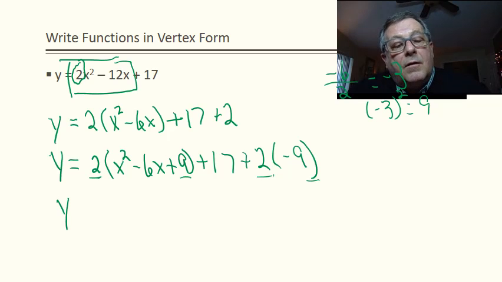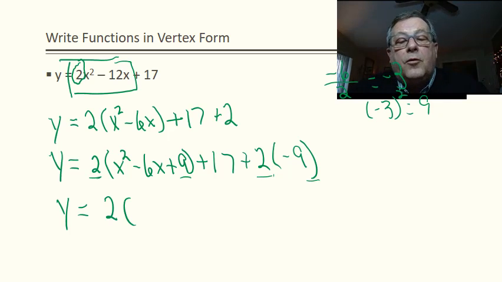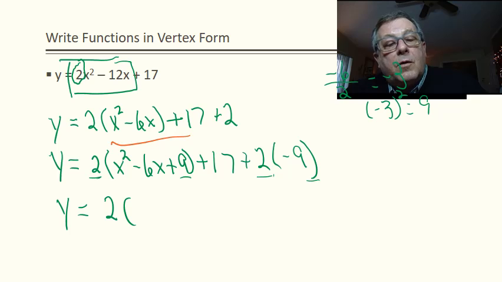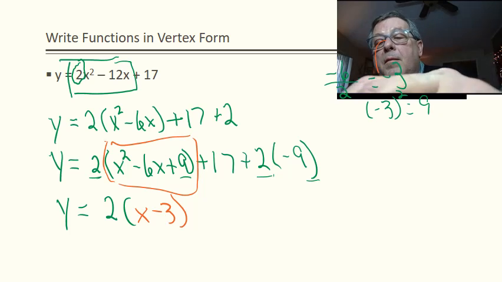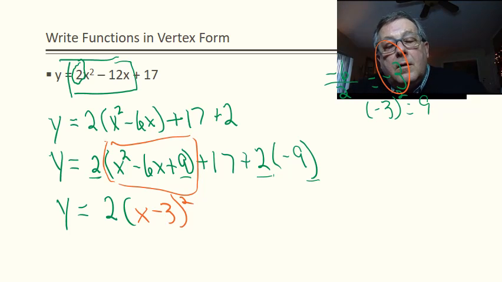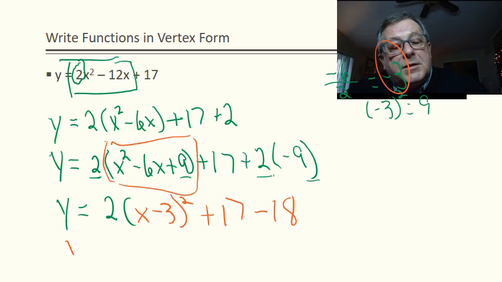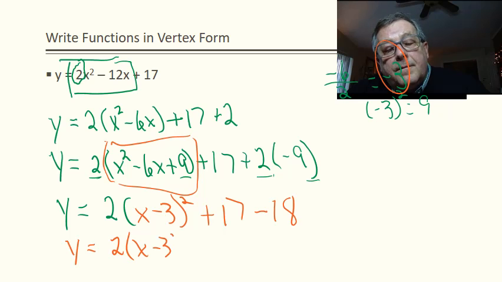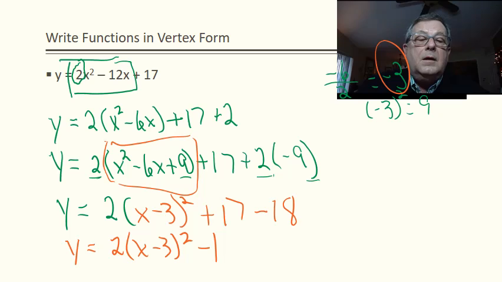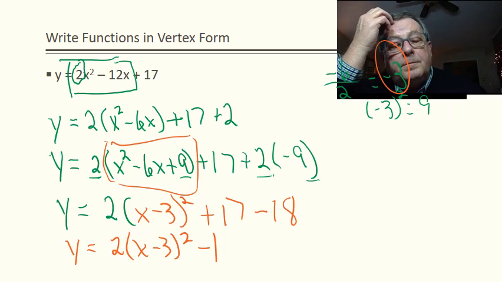Okay, so let's continue to solve. So now I've got y equals 2 times, well, I had this as a perfect square. This portion right here is a perfect square of (x minus 3), I got my minus 3 from right there, squared, plus 17 plus, let's see, positive 2 times negative 9 is minus 18. And let's finish this off. y equals 2 times (x minus 3) squared minus 1. All right, so we've written this now in vertex form.